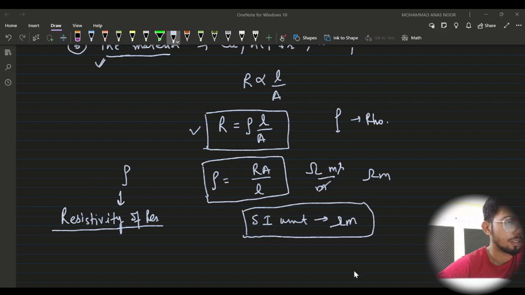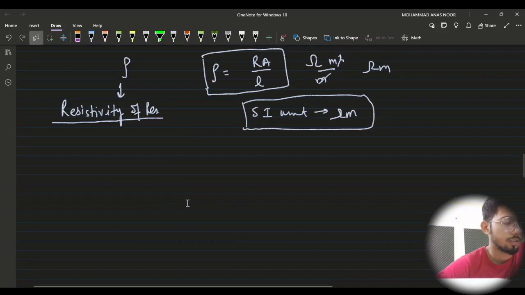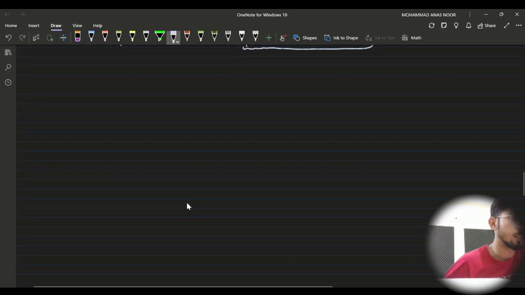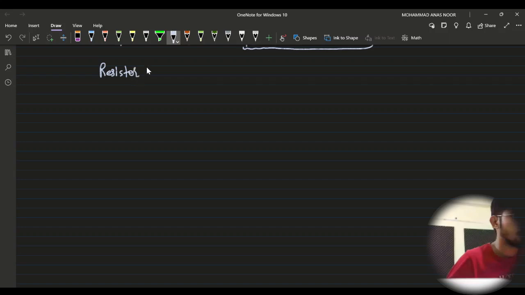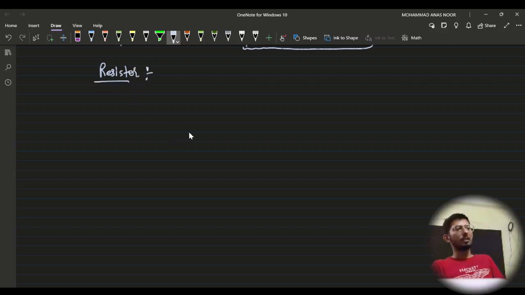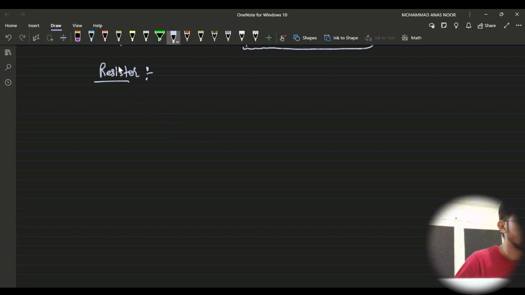Now we'll find how to find the resistance of a resistor. The resistance is the property of material, but a resistor is the physical device that has some resistance.